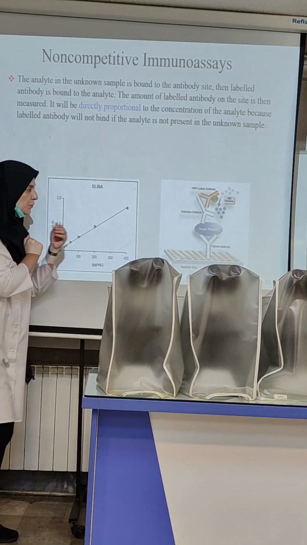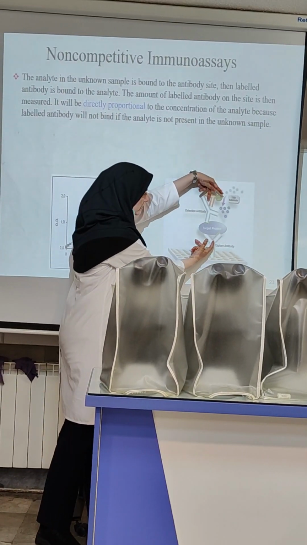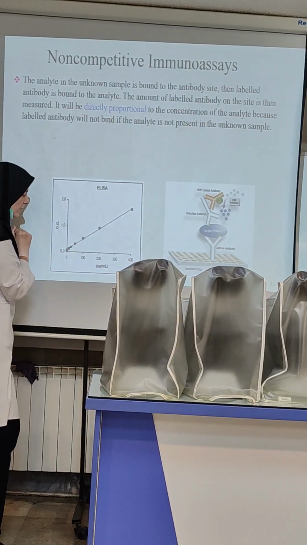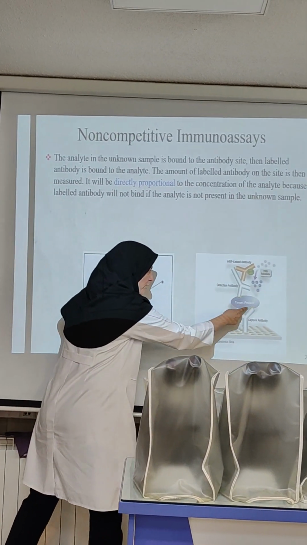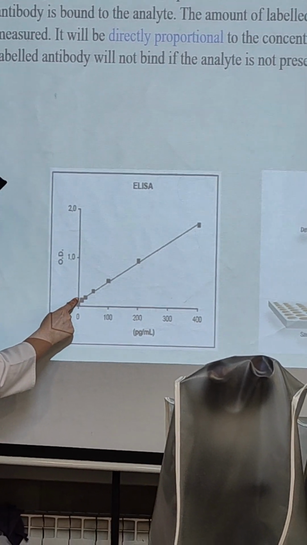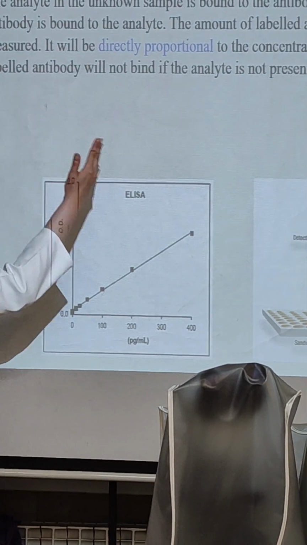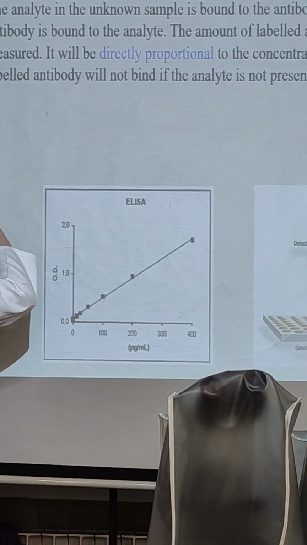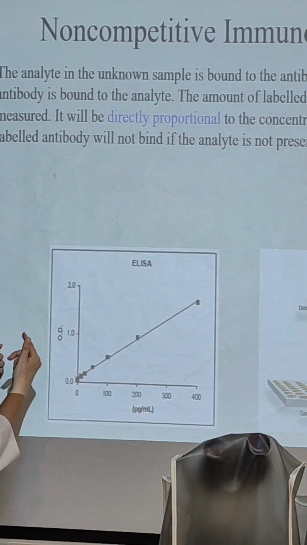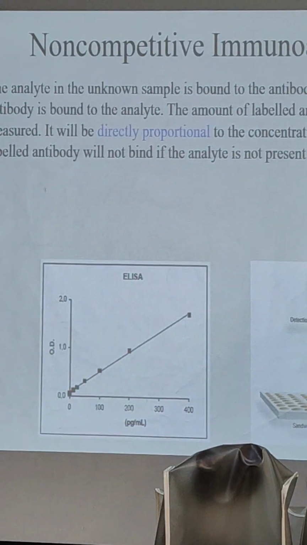It means that if you have a high concentration, you have a high binding site, and also high tracer, like this. Okay? If you have a low concentration, the signal and the OD is very low. So in contrast to the competitive, in a non-competitive or sandwich, we have a direct relation between concentration and the absorbance.